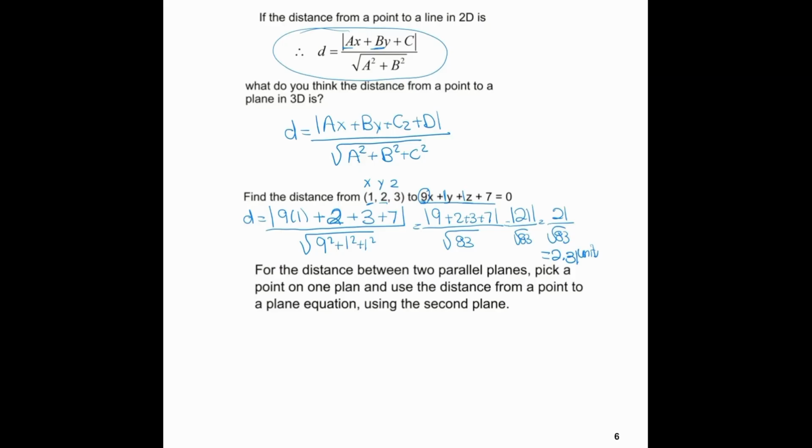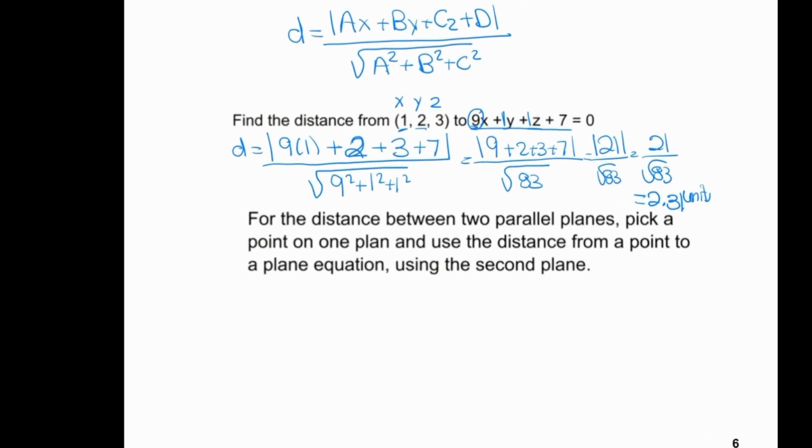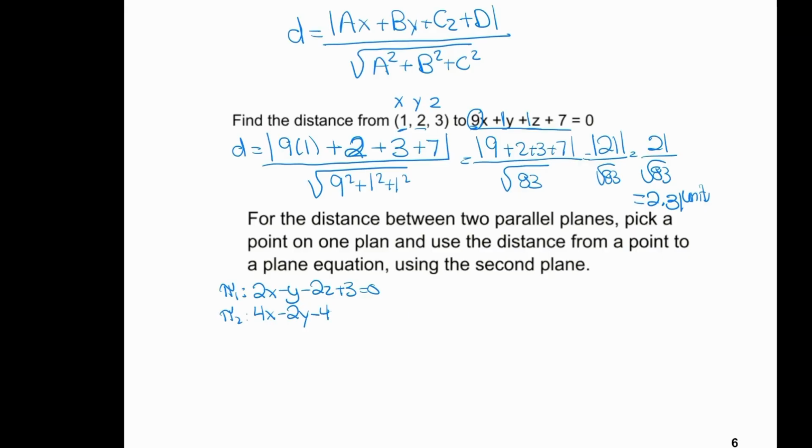Now, what if I want to have the distance between two parallel planes? Well, we can just pick a point on one plane and use the distance from a point to a plane equation using the second plane. So let's look at an example of this. Let's say I have plane number 1. Here we go. Plane 1 is 2x minus y minus 2z plus 3 equals 0. My second plane is represented by 4x minus 2y minus 4z plus -9 equals 0.